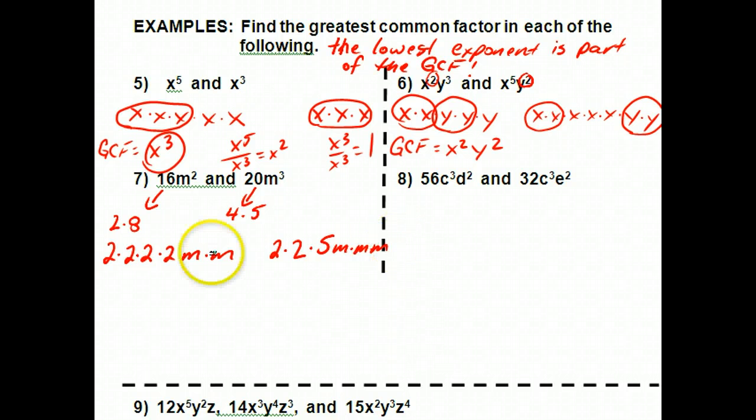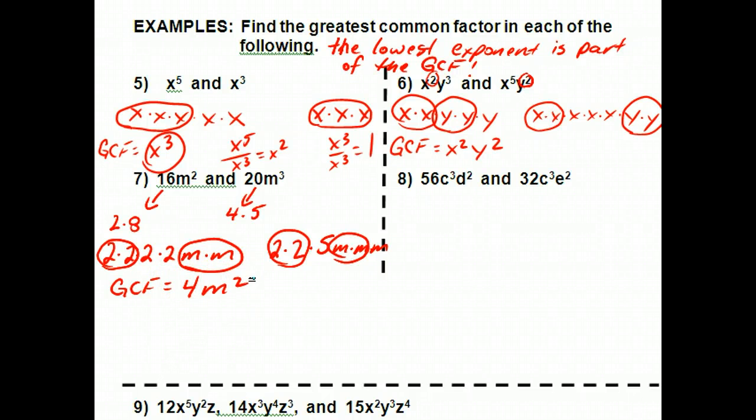Okay, so I know that my lowest exponent should be the GCF for my variable. So I'm thinking, does that work out? Yep, I got 2 m's are common to both terms. And here also, looks like 2 2's is common to both terms. So my GCF is going to equal 2 times 2 is 4 m squared.